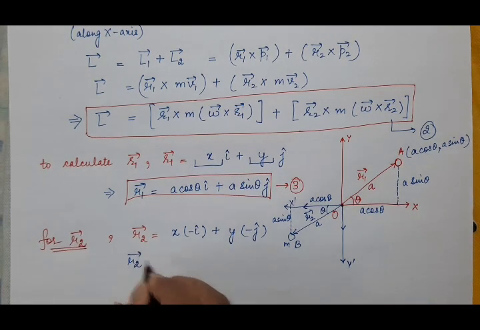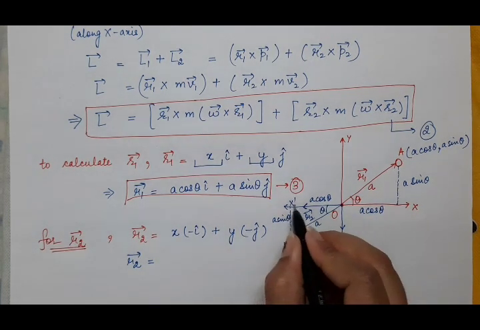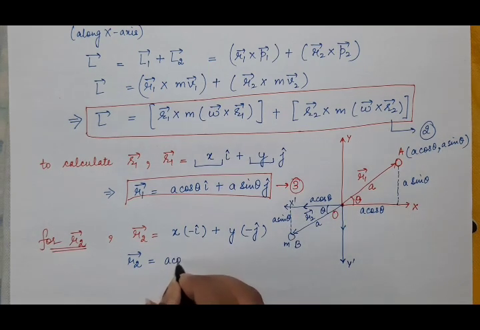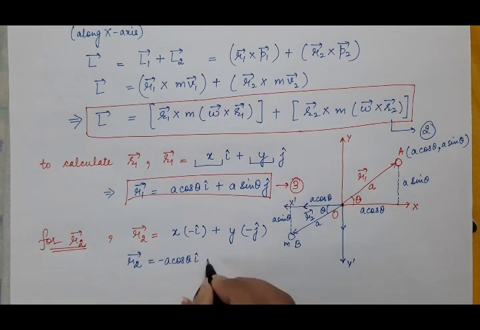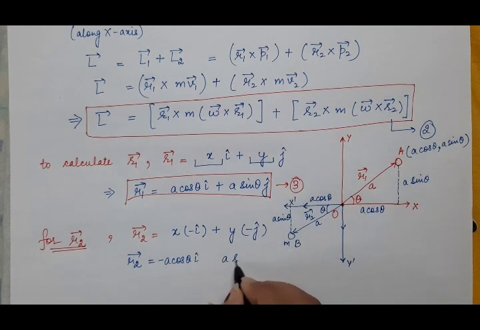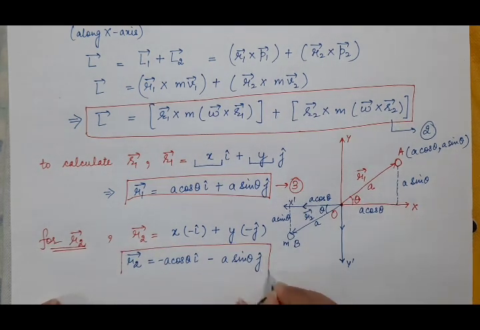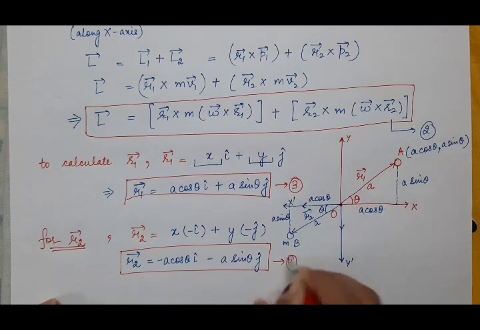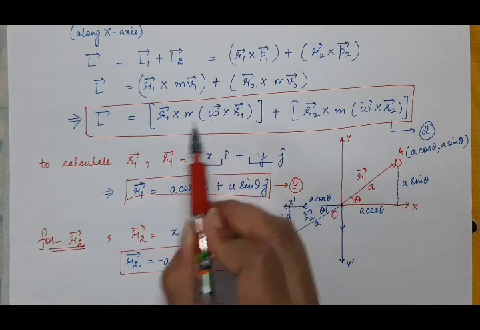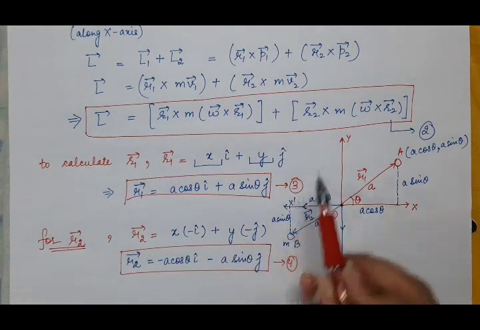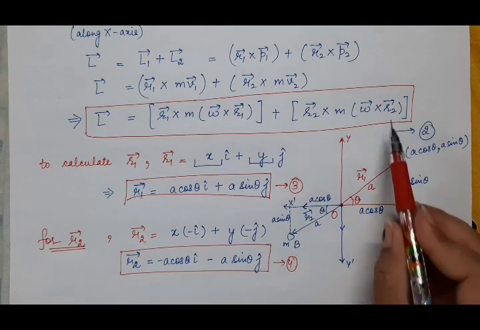So what will be the coordinates for these x and y components? So r2 vector is equal to, the x component is a cos theta into minus i cap. Then the y component is a sin theta into minus j cap. Suppose this is equation 4. Now put the value of omega vector from equation 1, r1 vector from equation 3, and r2 vector from equation 4 in equation 2.